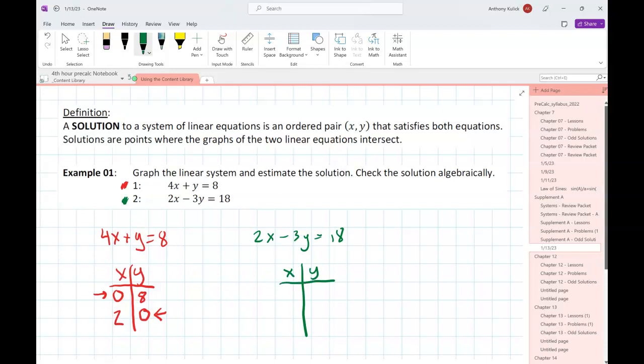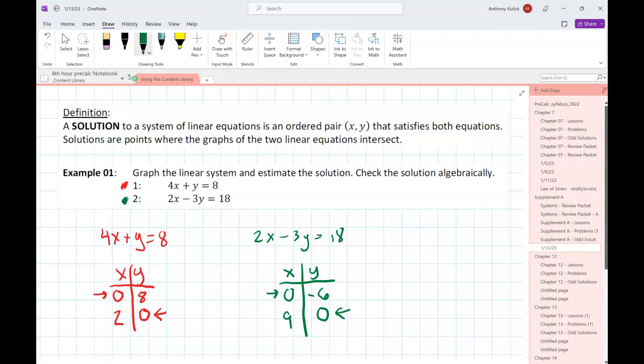Okay, so we'll look at the green equation now. I'm going to do the same thing. I'll start by picking 0 for x. What do I get for y when I pick 0 for x? -6, because I have -3y equals 18. If I divide both sides by -3, I get -6. Great. Now I'll pick 0 for y. What do I get for x if y is 0? 9.